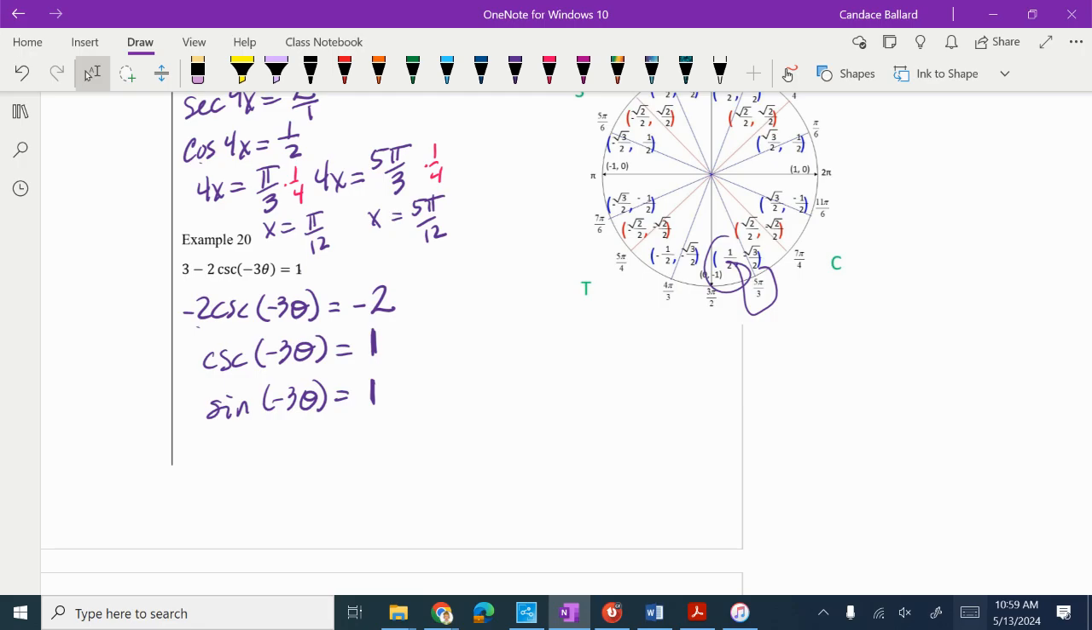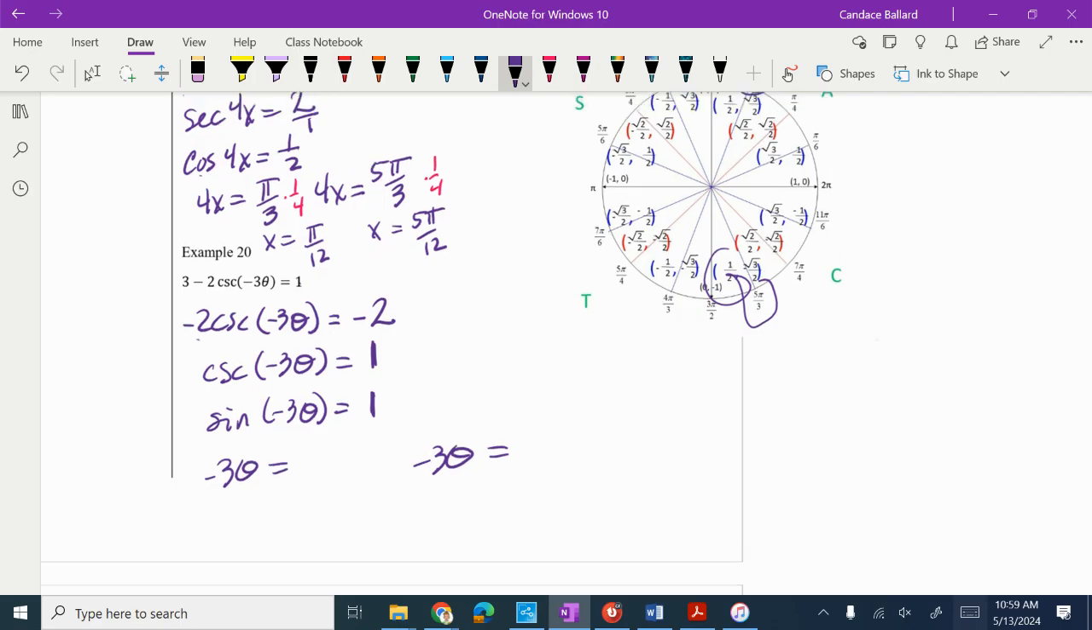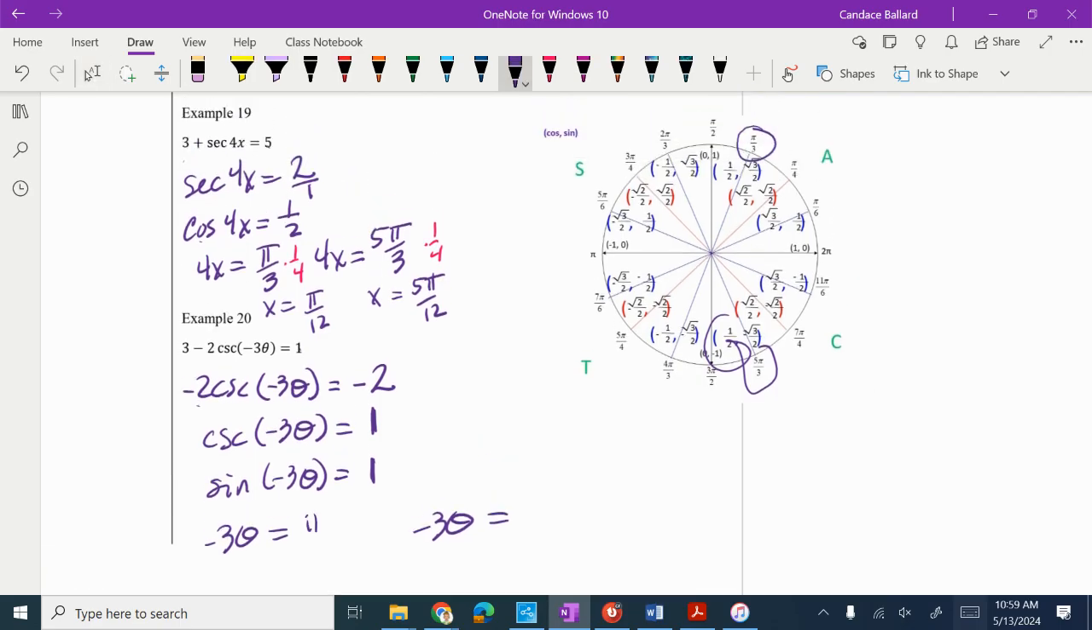Okay, what radian measures did you write down for sine equal to 1? Pi over 2, I like. Anywhere else? No, because it's equal to -1. Okay, so I don't even need that, do I?